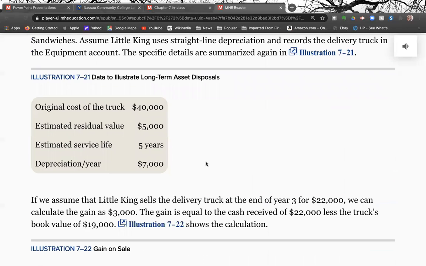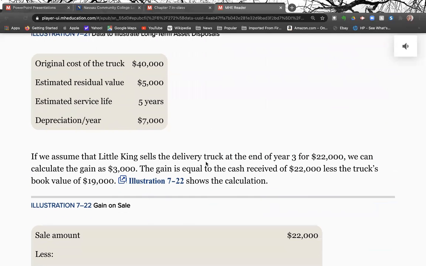So here's that example again for the Little King's sandwich shop. The original cost of the truck was $40,000. The residual is $5,000. The service life is 5 years. The depreciation a year under straight line is $7,000. If we assume that they sold the truck at the end of year 3 for $22,000, what would happen?